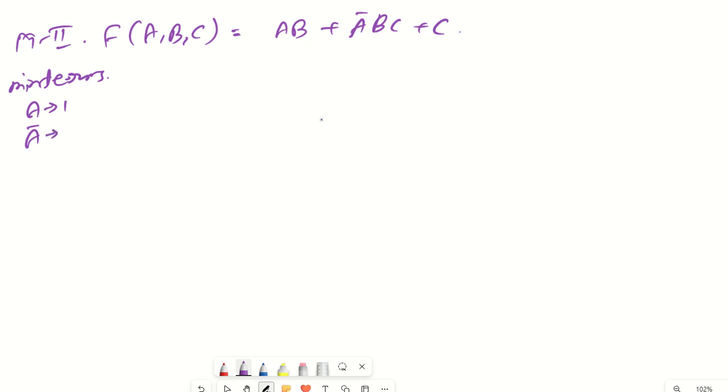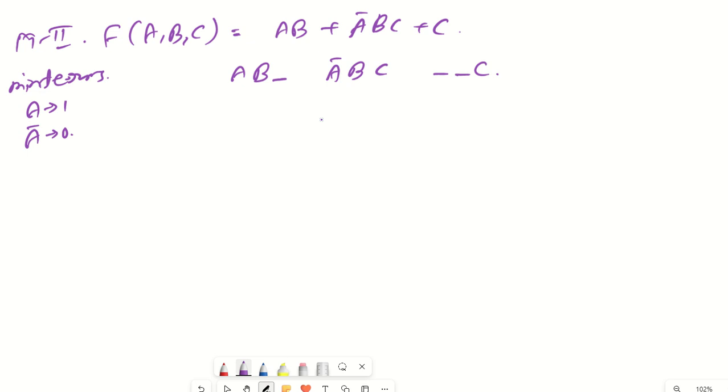Got it? So with this understanding we will proceed. So what is our aim? Our aim is to write down each of the terms separately. So I will write it down A, B, C missing. Okay, then A bar, B, C, and then A missing, B missing, and C. Okay, so this is how we are going to write it down.